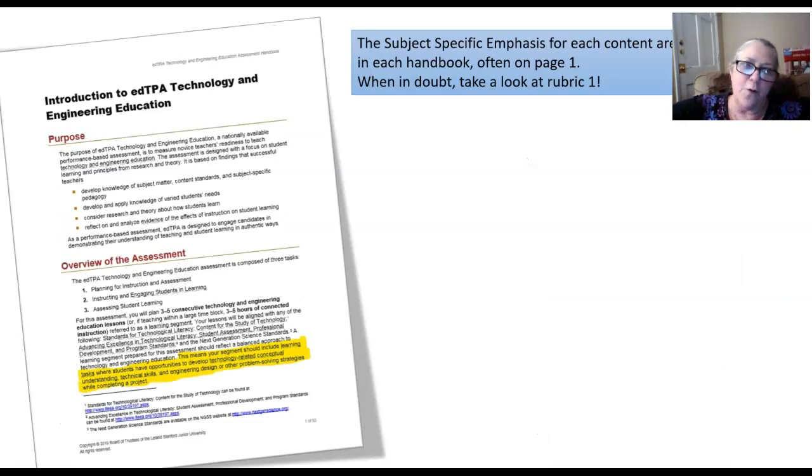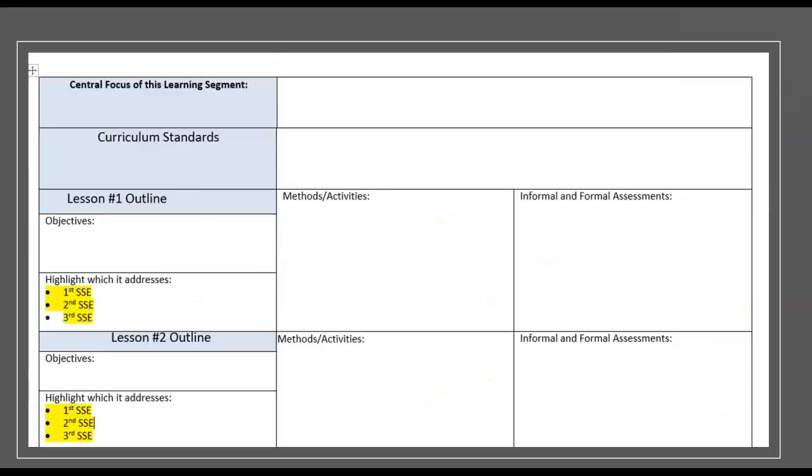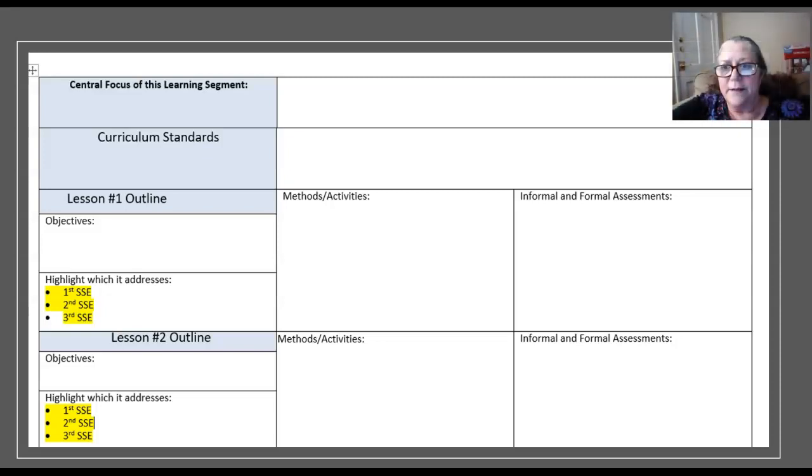And if you don't know what your SSE is, this is something I suggest you find out like yesterday. The sooner you find out about your SSE and get comfortable in knowing what your SSE is, the better. Then this document here is another way to organize your learning segment.